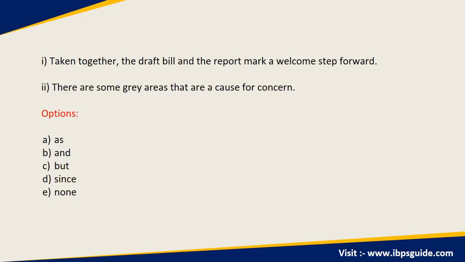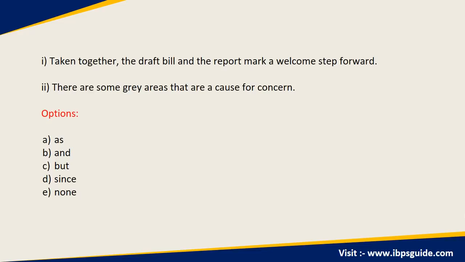The third option is but. But is clearly a contrast sign which shows that one part of the sentence is positive and another part of the sentence is negative. So, but is a perfect fit for this sentence, and it shows that the first part of the sentence is positive, but the second part is negative. Let's take a look at option D as well.